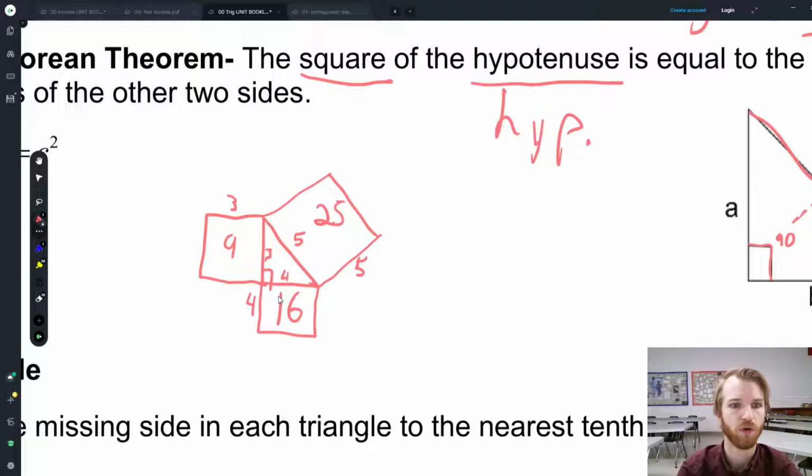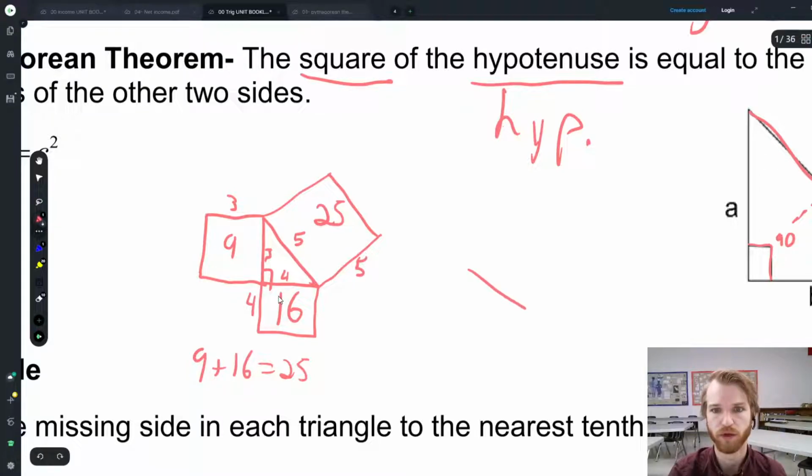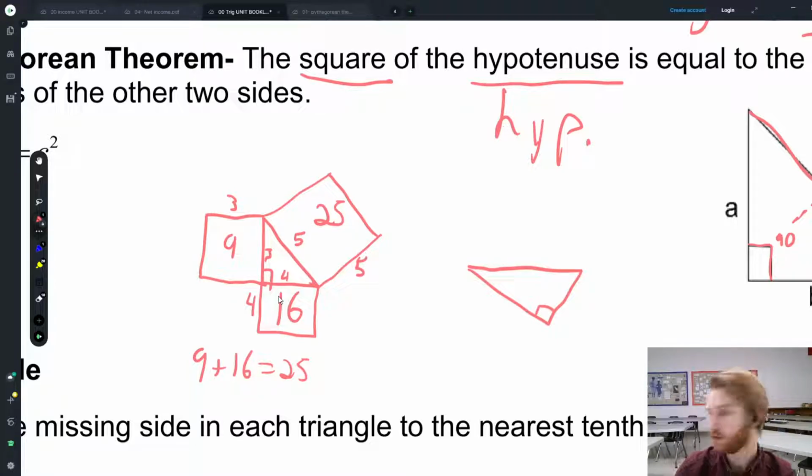So what we have here is that this is 25, and that is the same as these two boxes put together. 9 plus 16 is equal to 25. This works for any right angle triangle. It doesn't matter which weird right angle shape you have, if it's rotated on its side or if it's stretched in a super weird way, as long as there's a 90-degree angle, this will work. Okay? And I have kind of an interesting little example here.